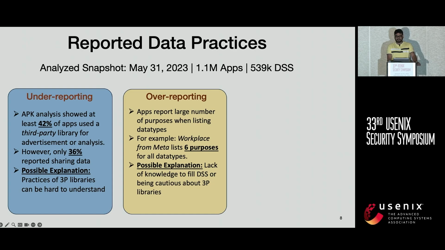The other theme that we saw was over-reporting of practices, specifically for purpose. We see that apps report a large number of purposes for data types. For example, this Workplace app by Meta, which has over 10 million downloads, I think, lists 6 out of 7 allowed purposes for all the data types that they list.